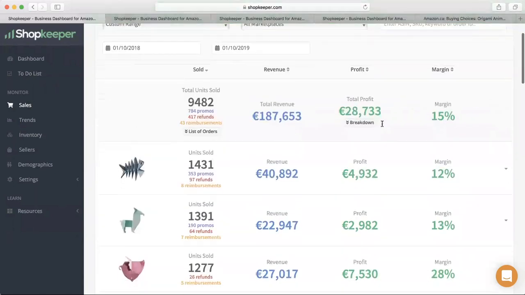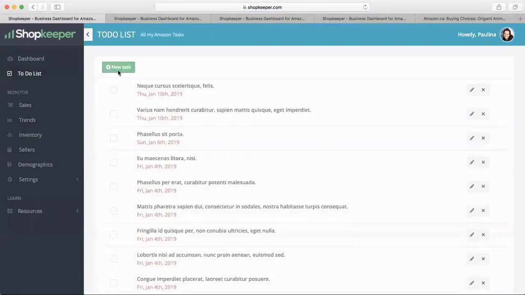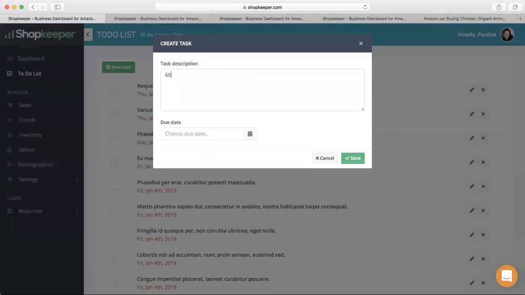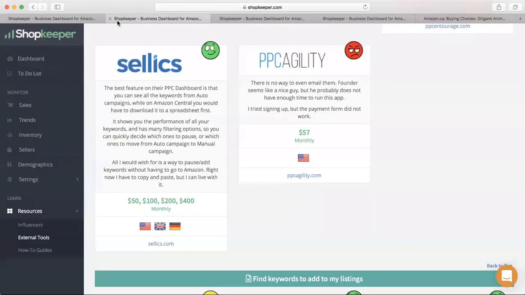Then you would take the number that is the total profit on your account for that year and multiply it by 2. In that case, it's roughly 30,000 euros. That means 60,000 euros is the base price that you could sell your business for.